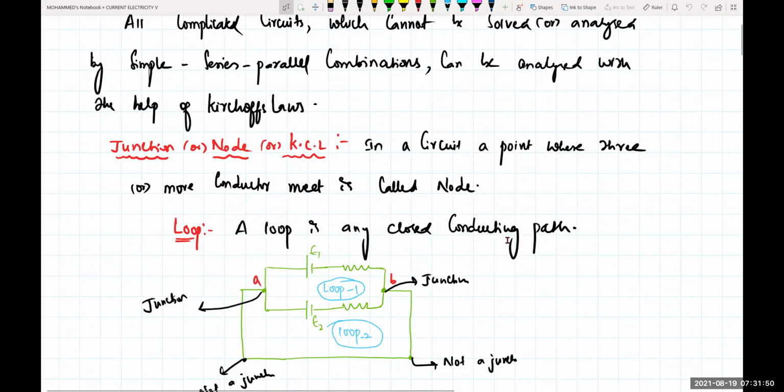And a loop is any closed conducting path. Loop means what? A closed path is known as a loop. I hope everyone is clear with the junction definition and the loop definition. Junction or node is nothing but, in a circuit, a point where 3 or more conductors are meeting. And a loop is nothing but any closed conducting path.